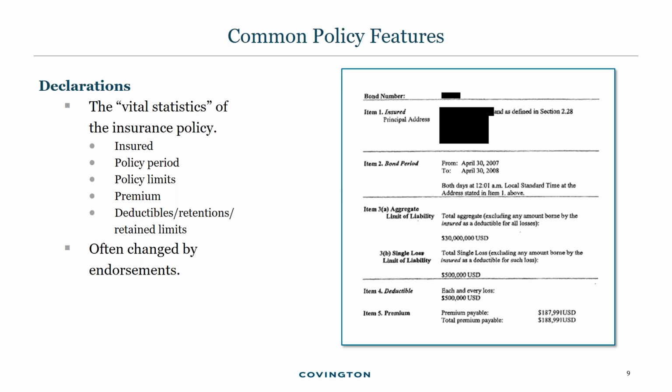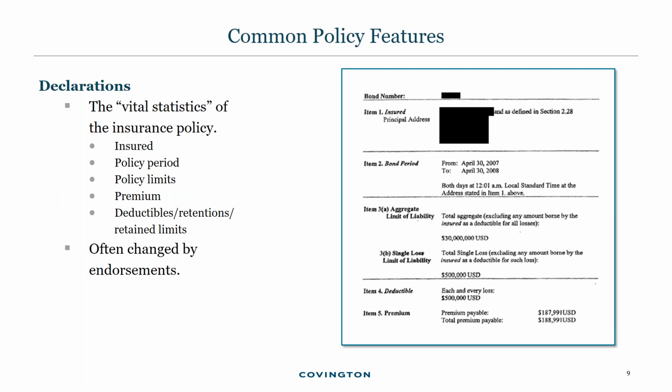So, common policy features. The declaration page is at the front of your policy. It is usually the first page of the policy. It summarizes some key information vital to the policy. It's like the vital statistics of the insurance policy. It generally lists the policyholder's name and address, the policy period, the types of coverages provided, coverage limits, premiums the policyholder must pay to maintain the policy.